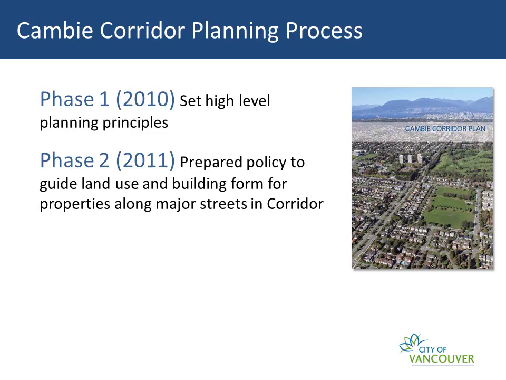Cambie Corridor planning started in 2009 with the terms of reference outlining a three-phased planning process. In 2010, Phase 1 set high-level planning principles to guide planning for the overall corridor. In 2011, a plan was prepared to guide land use and building form for properties along major streets in the corridor, and to provide some early guidance on amenities, public benefits, and the design of the public realm. This plan is guiding the new development underway in the corridor today.